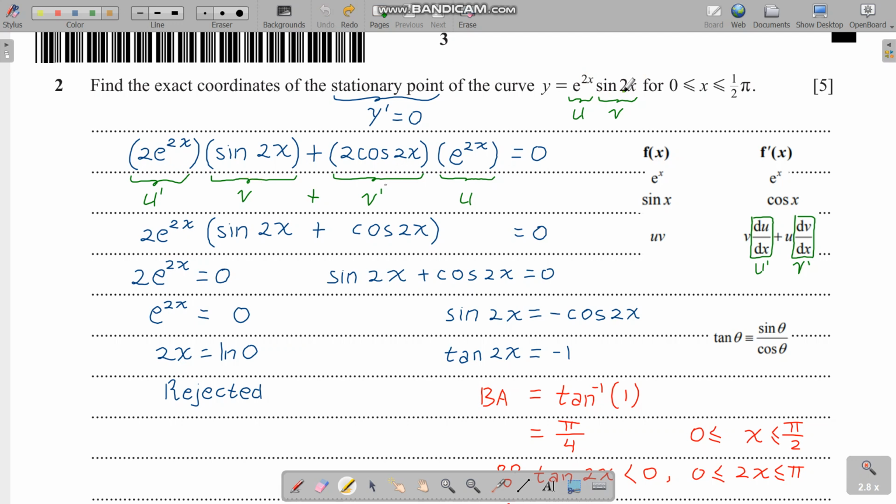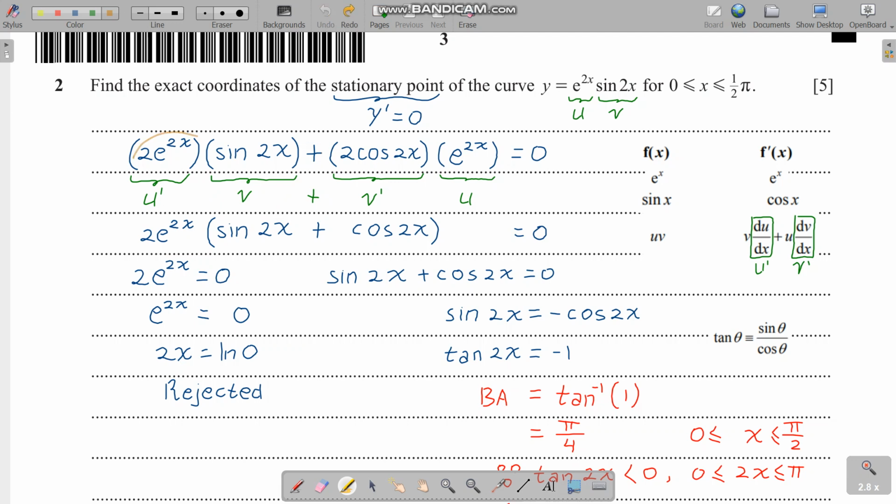Now v prime is the derivative of sine 2x. Sine becomes cos, so we have cos 2x times 2 because of the chain rule again. So we have the derivative. Now we are solving. The derivative equals 0. So to solve something equals 0, we have to make it a multiplication, not an addition. So we're going to have to factor out things.